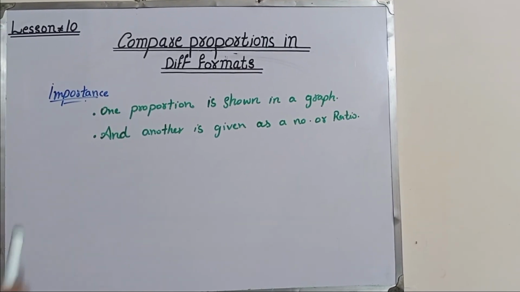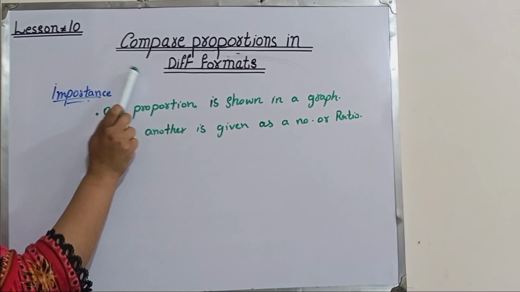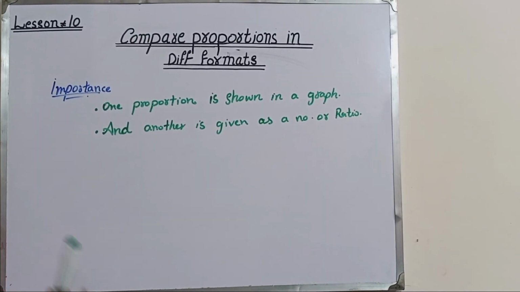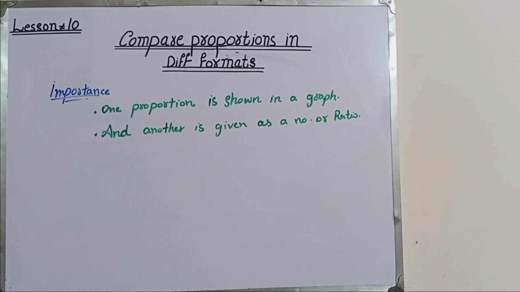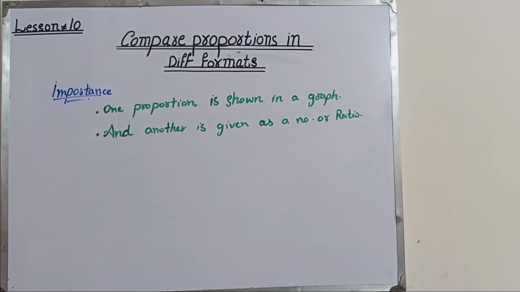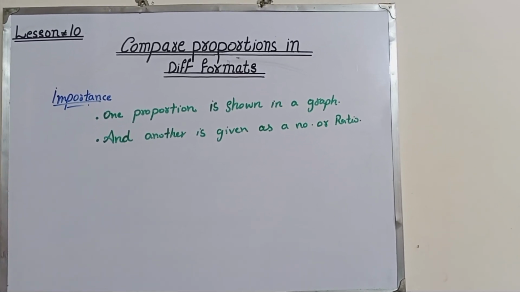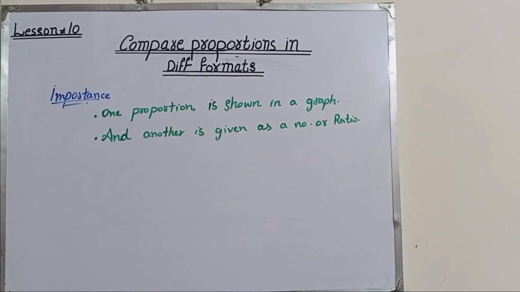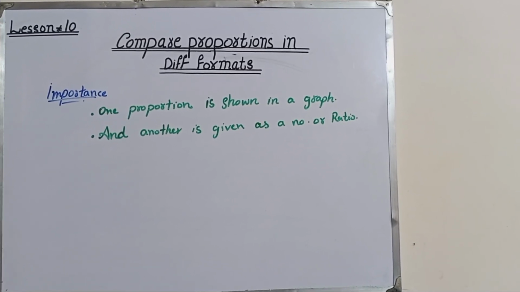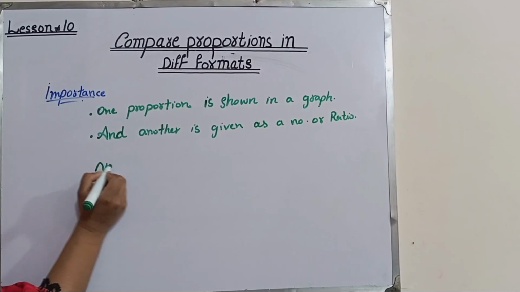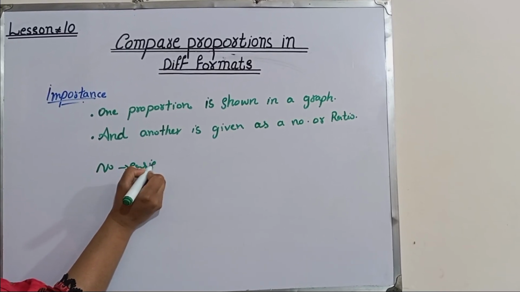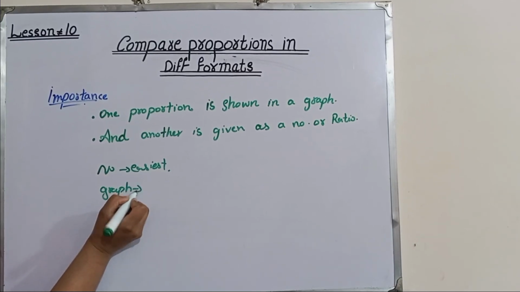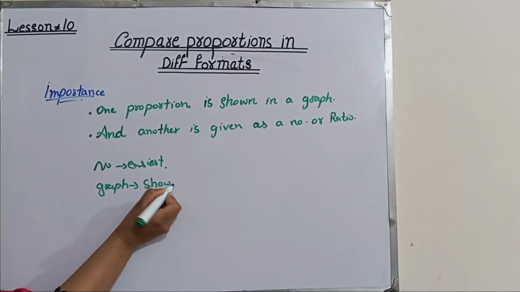Why is it important to compare proportions in different formats? One proportion is shown in a graph and the other is given as a number or ratio. And the question asks which one is bigger. But you can't compare them easily unless you convert them into the same format. Usually converting to numbers is easiest. And by the graph, you can show the proportions.